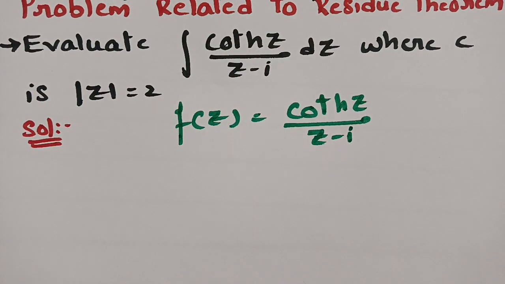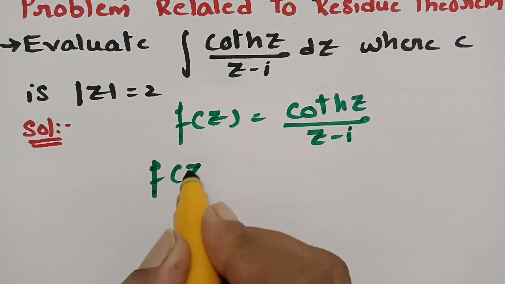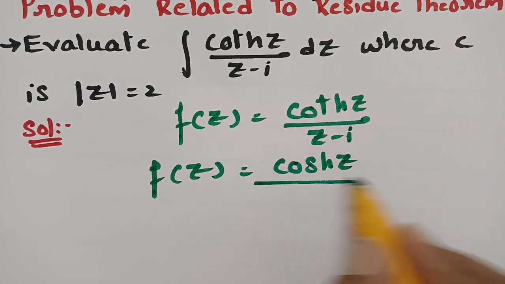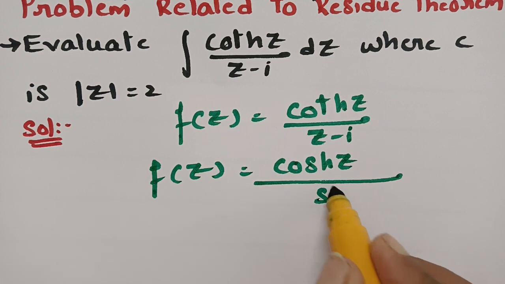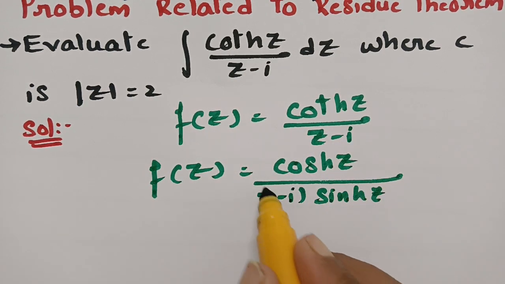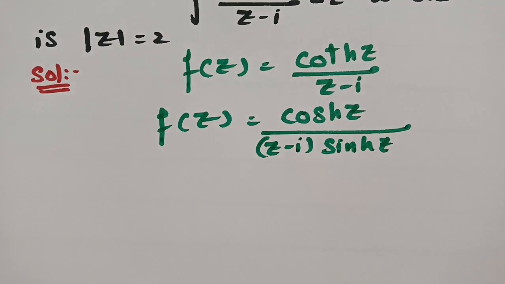Clear? So f(z) is equal to coth z, which can be written as cosh z by sinh z, and the denominator also has z minus i. Therefore our function is ready.